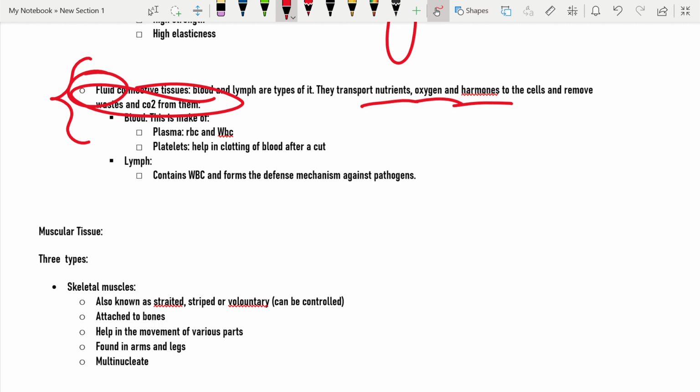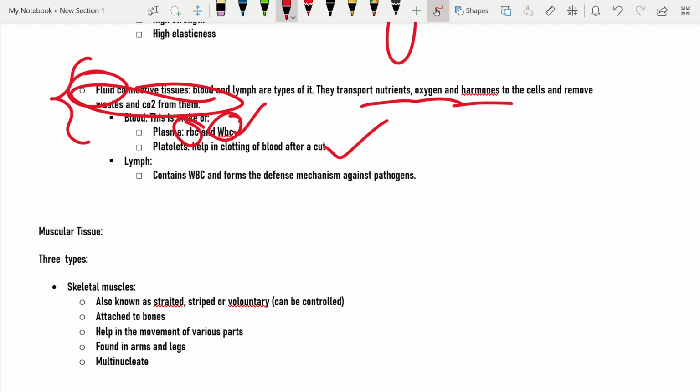Now blood is made of plasma and platelets. We have learned about this, but I'll go over it one more time. Plasma contains the red blood cells and the white blood cells. Red blood cells are basically like the fluid flowing, while the white blood cells are there for defense mechanism against any pathogens that try to enter our body. So they don't want that to happen, so that's why we've got white blood cells.